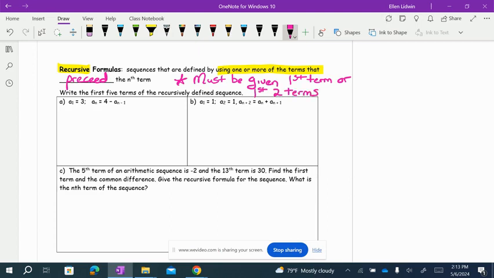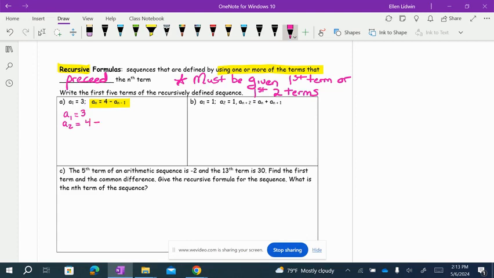Okay, so the first problem says, write the first 5 terms of the recursively defined sequence. So just be careful. It's a plug and chug. And most students do fine, but you've got to pay attention to the a sub n and the a sub n minus 1. So in other words, our a sub 1, they tell us, is 3. To get a sub 2, we're going to take 4 minus a sub n minus 1.